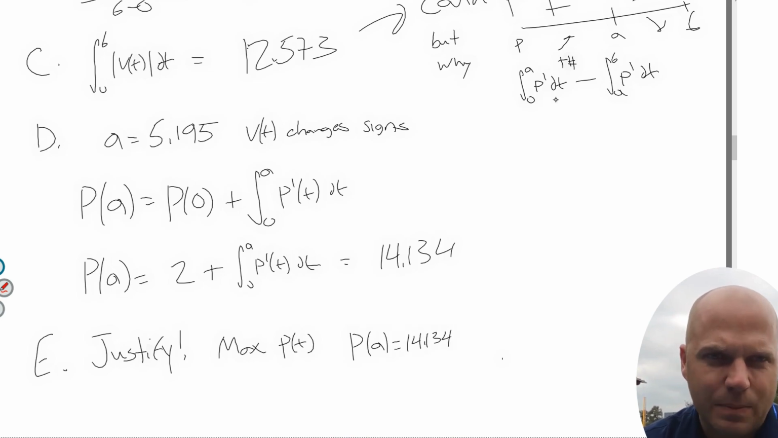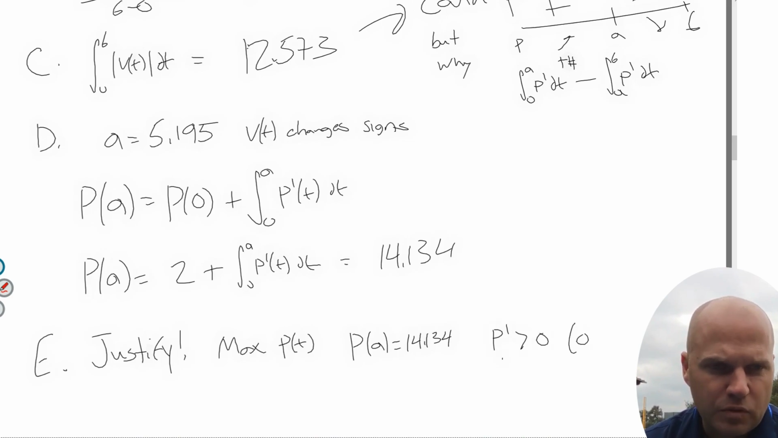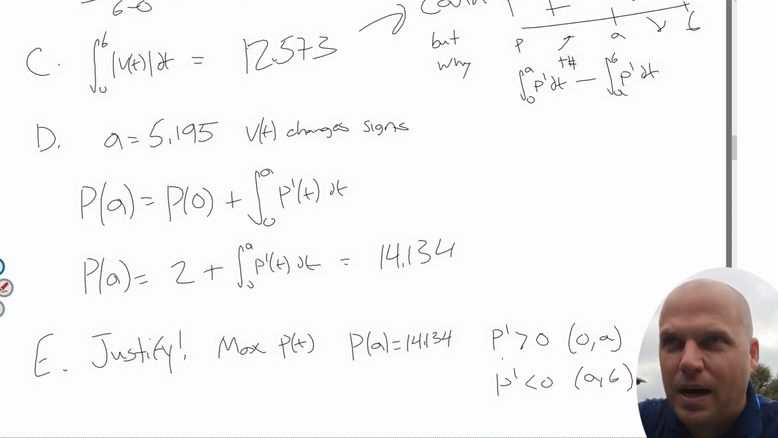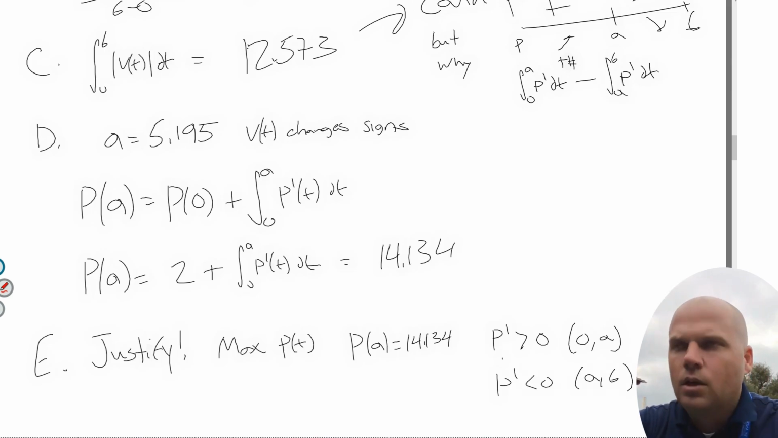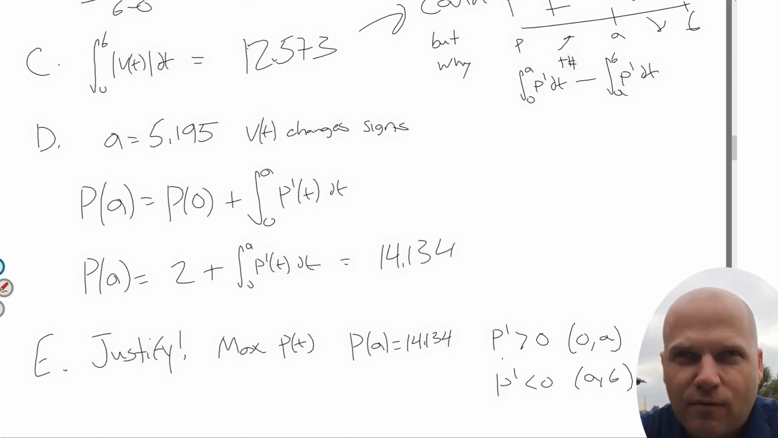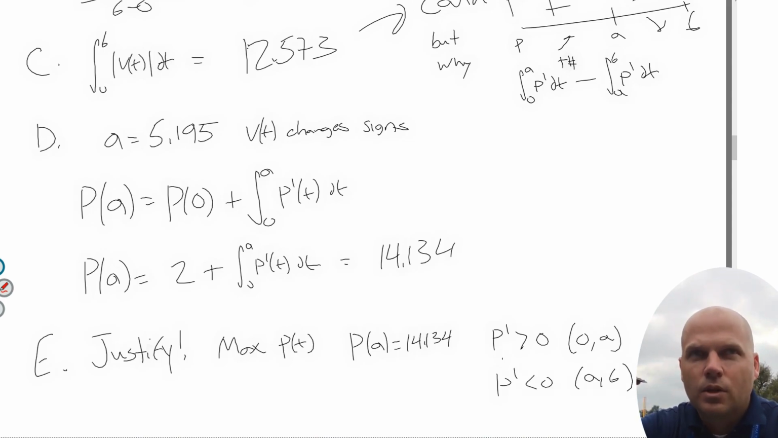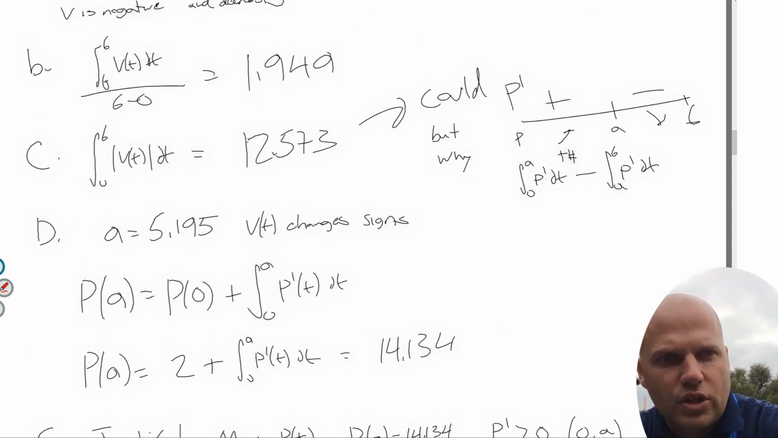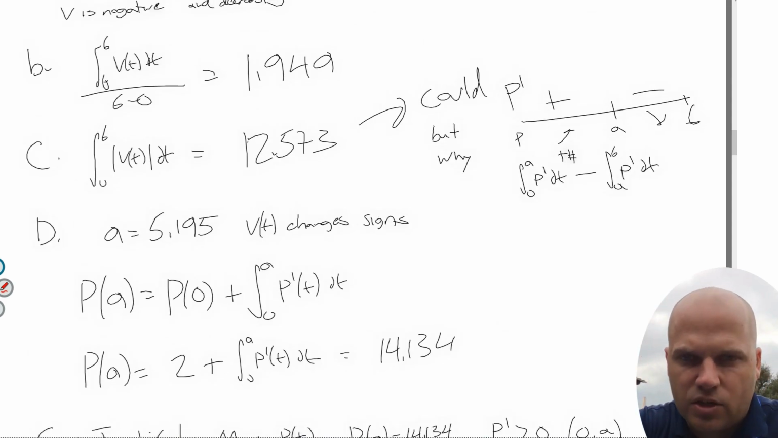But why do I know it has to be a max? Because P prime is positive from 0 to A, and then P prime is negative from A to 6. That's all you need to write. You don't have to say, since P prime is positive, P is increasing, and you're going right. You don't have to explain much, but you do have to show that you understand your calculus notation, and you can't use this as your justification. Okay?